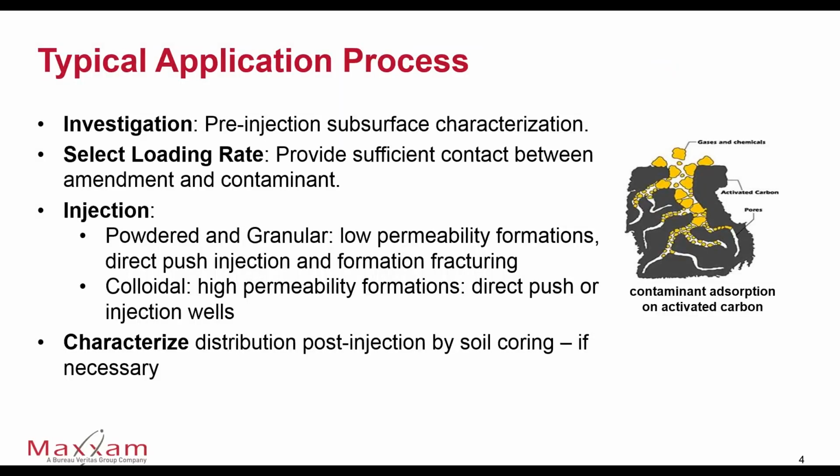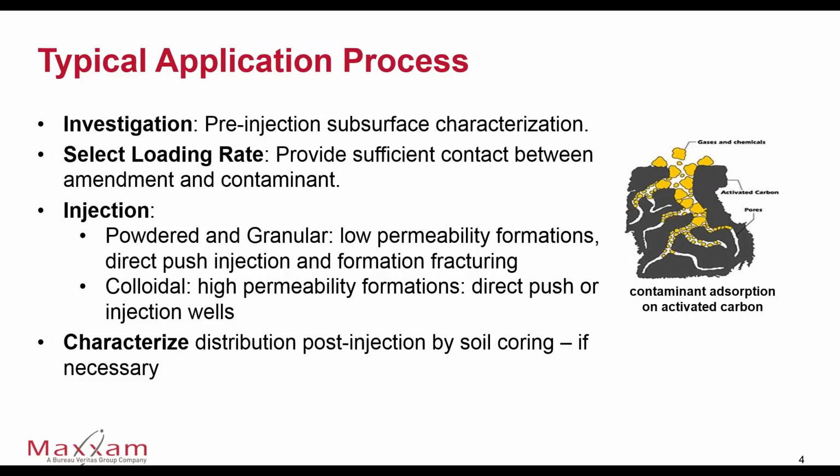So just a quick overview of what the field process looks like, and Rick will follow along and enhance this at the end of the talk significantly more. I'm just going to touch on it briefly here. Typically, you'd start out with some pre-injection subsurface characterization to understand the magnitude of the plume and the amount of organic carbon to be treated. From that, you select your loading rate to make sure you're providing sufficient contact between the carbon amendment and your contaminant in the subsurface.